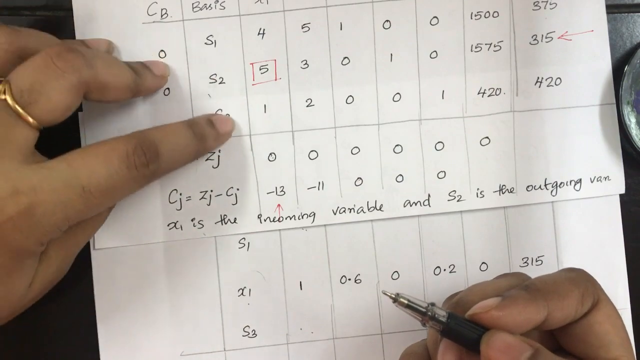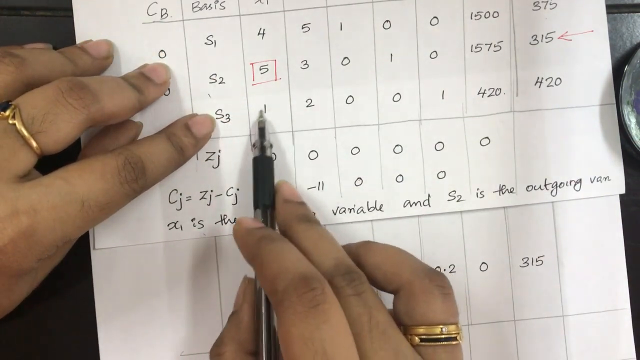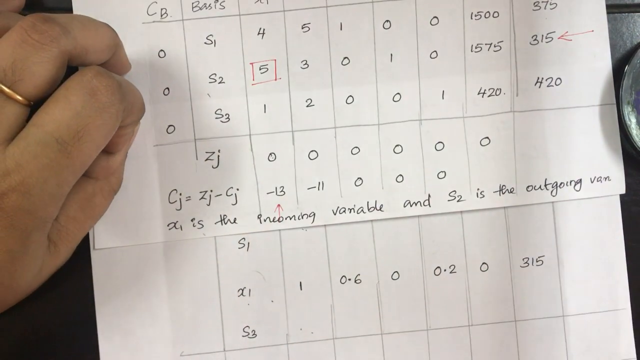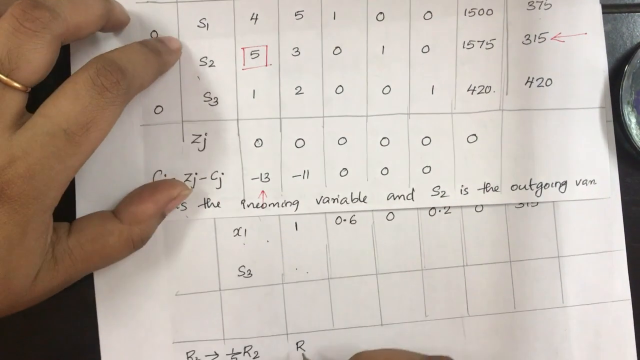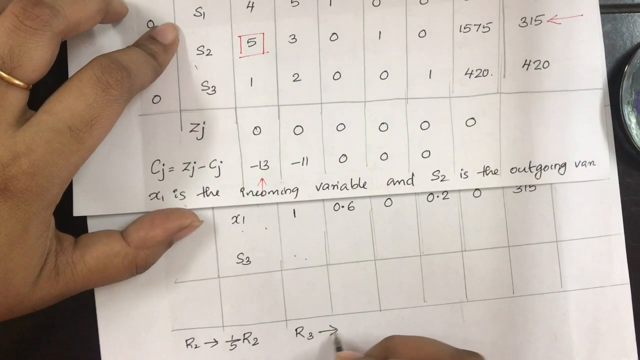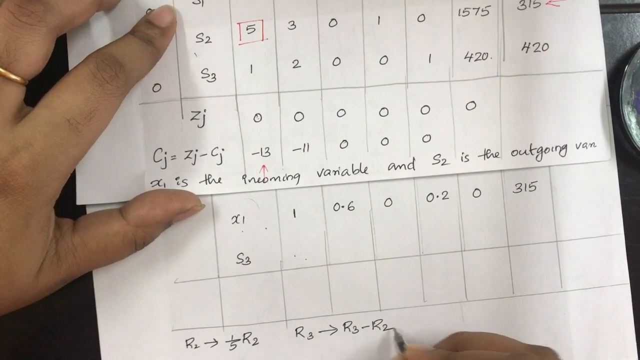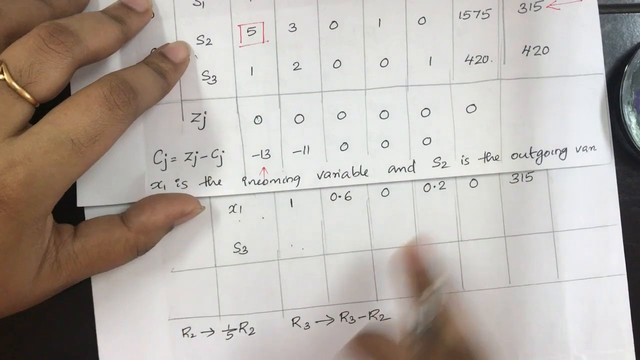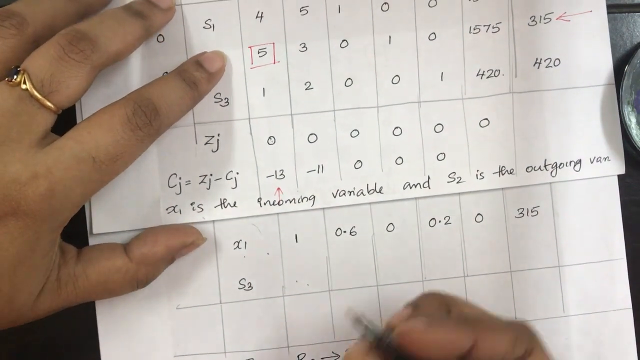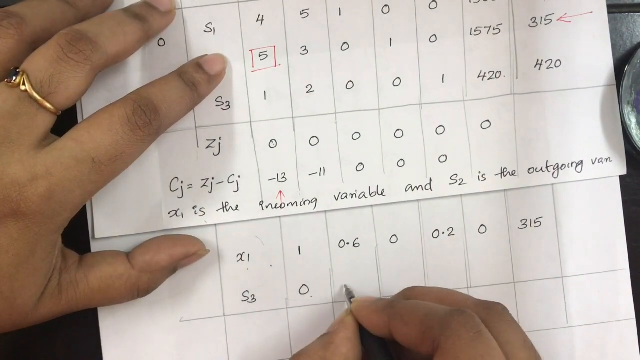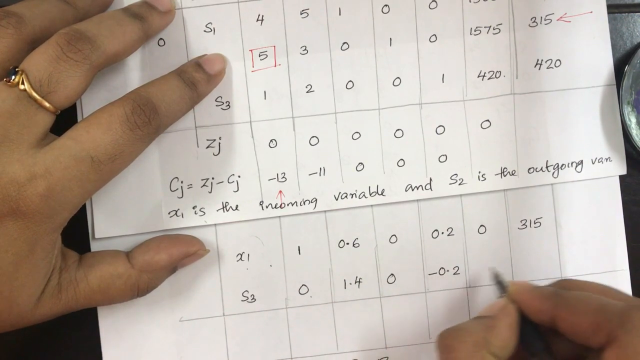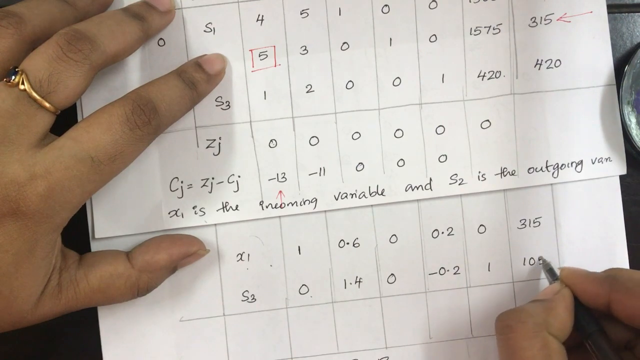So in order to make R3, this value 0, what we need to do? R3 changes to R3 minus new R2. R3 is the previous R3, R2 is the new R2. Okay. So we will get 0, 1.4, 0, minus 0.2, 1, 105.